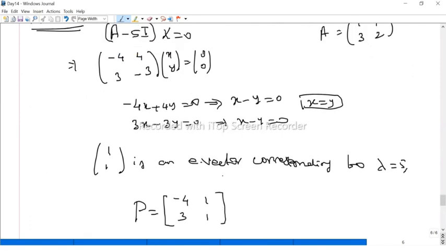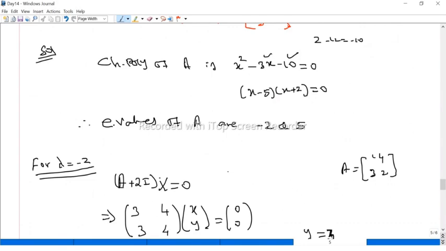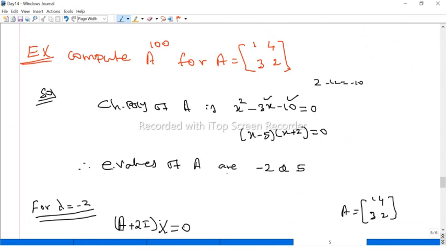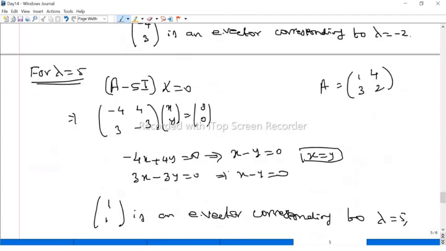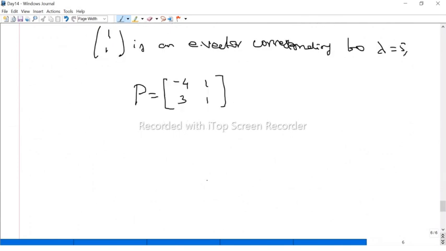Now since we get distinct eigenvalues, here the eigenvalues are minus 2 and 5, therefore the given matrix A is diagonalizable. It's a 2 by 2 matrix and all the eigenvalues are distinct, therefore A should be diagonalizable. Therefore, we can get an invertible matrix P such that P inverse AP is diagonal. To find P, we just write the column vectors as the eigenvectors corresponding to the eigenvalues. Now this is P.